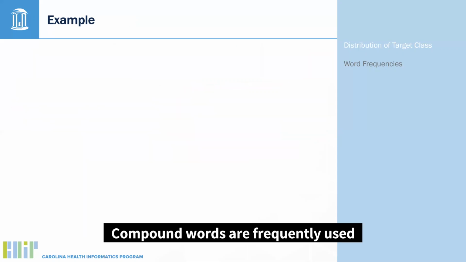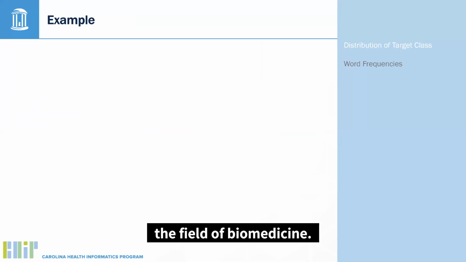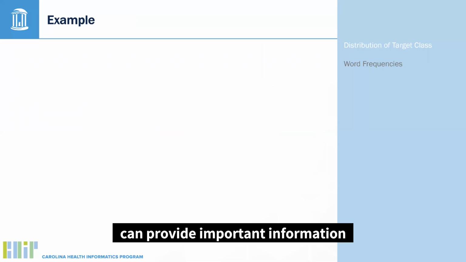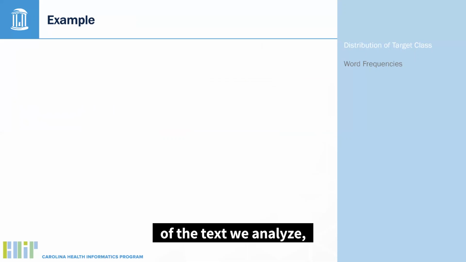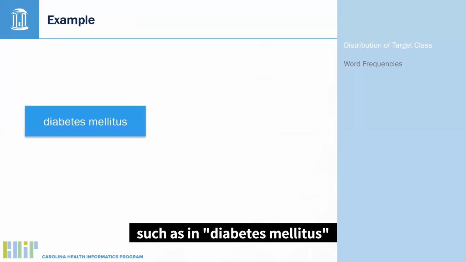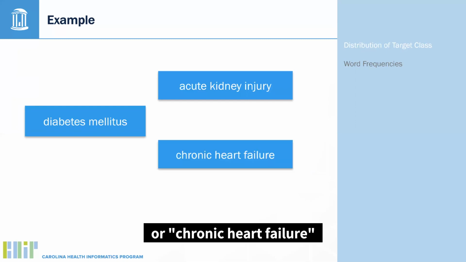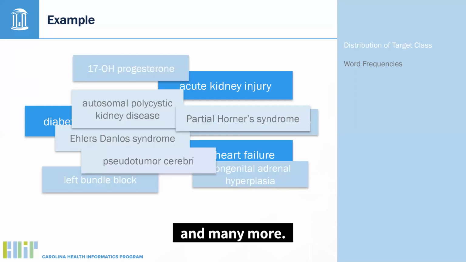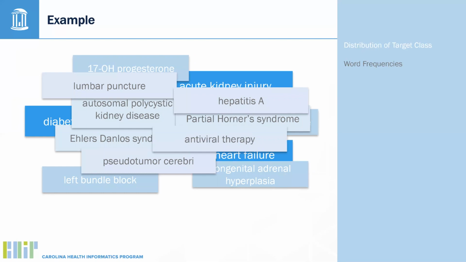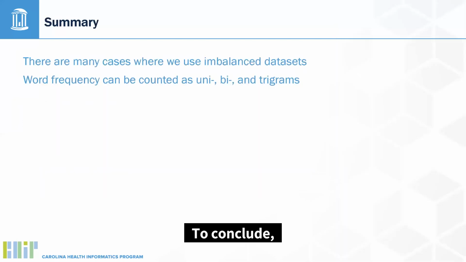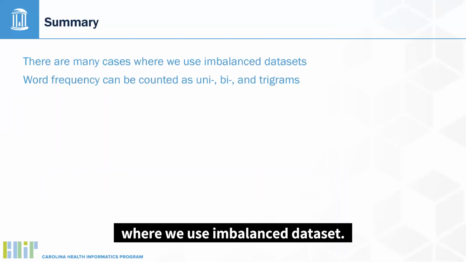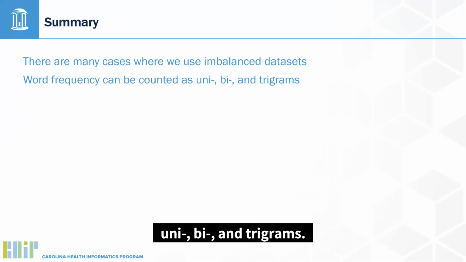Compound words are frequently used in the field of biomedicine, so bigrams and trigrams can provide important information of the text we analyze, such as in diabetes mellitus, acute kidney injury, or chronic heart failure, and many more. To conclude, there are many cases where we use imbalanced dataset, and word frequency can be counted as uni, bi, and trigrams.